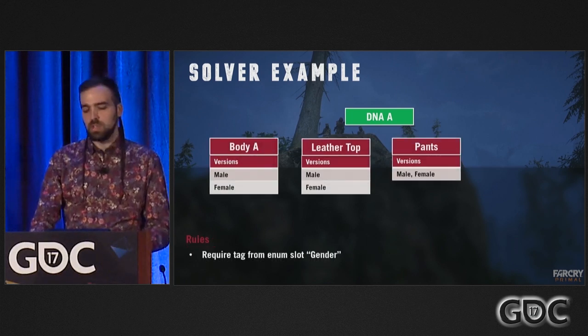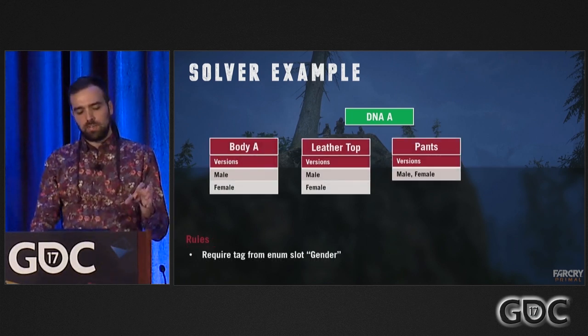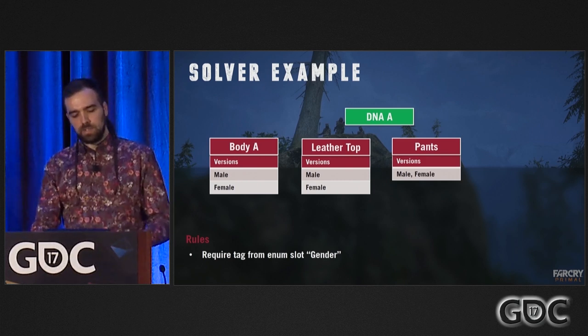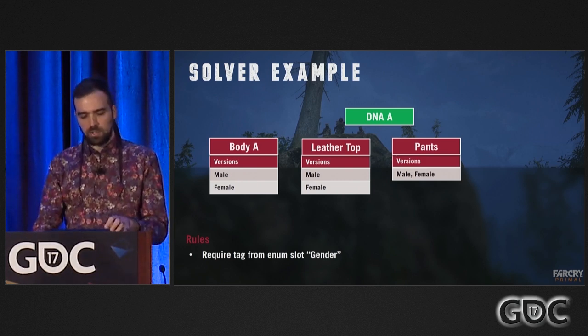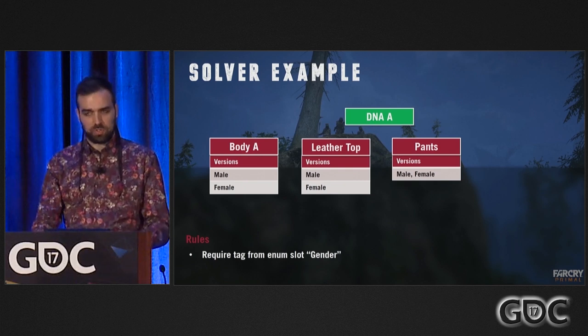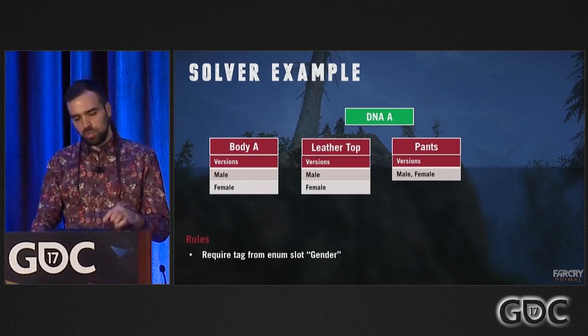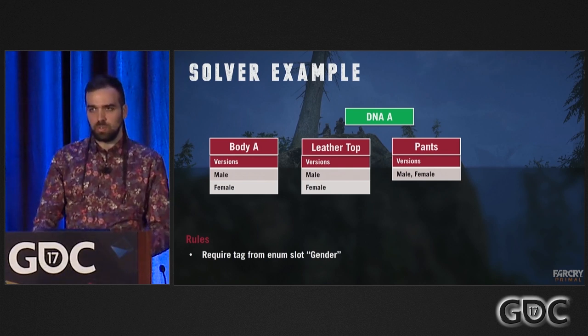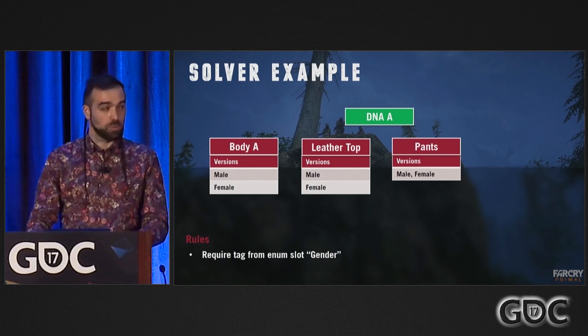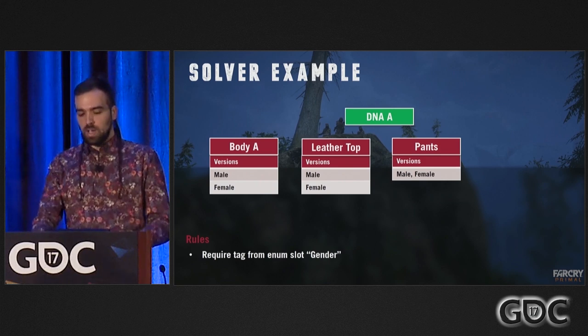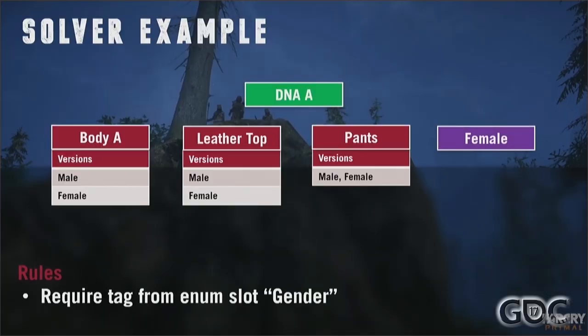So let's just build a DNA. I'm just going to add some items in there. You can see I have a body, a laser top, and some pants. The body and the laser top each have two mesh versions, one tagged male, one tagged female. And then the pants have only one version, which is tagged male and female, so it would be a unisex match that fits both characters. I also need to select a gender, so I'm just going to go in my DNA and select a female gender. Now the solver is going to run on the character and select the right versions.